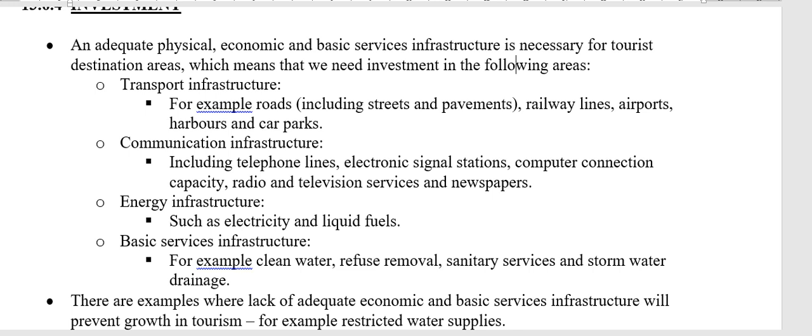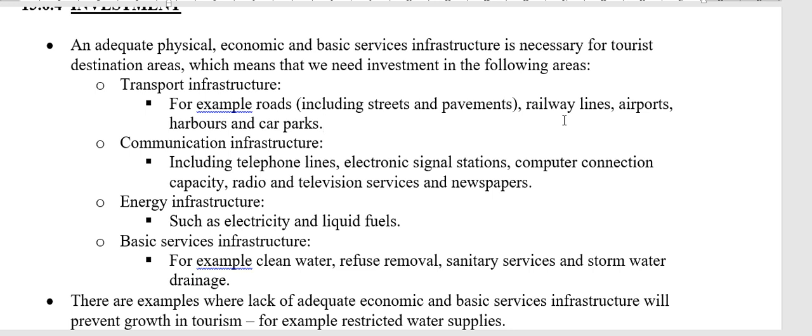All right, which means that we need to do investment in transport infrastructure, communications infrastructure, energy, electricity, and basic services. In terms of transport infrastructure, that will include roads, which includes your national roads, but it also includes little streets, local streets in Krugersdorp, for example, pavements for people to walk on, railway lines, airports, harbors, car parks. All of those are part of transport infrastructure.